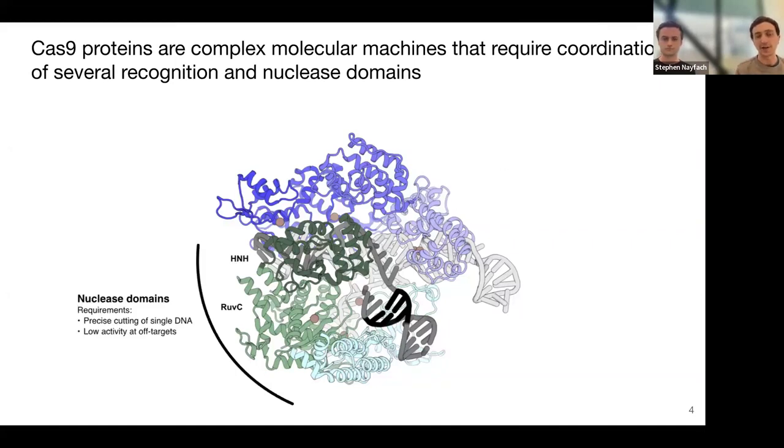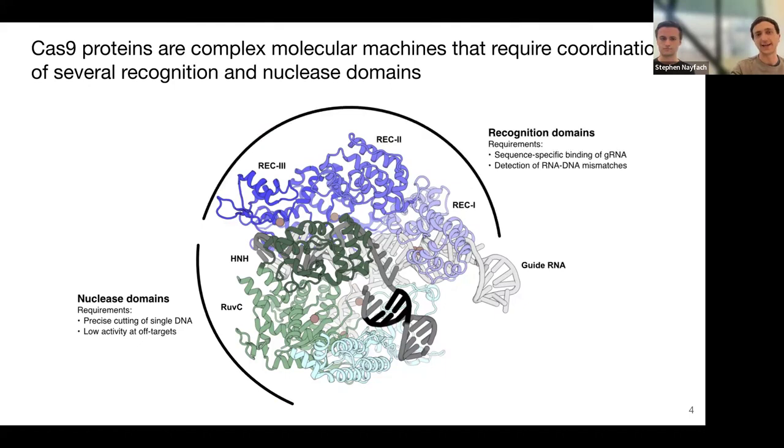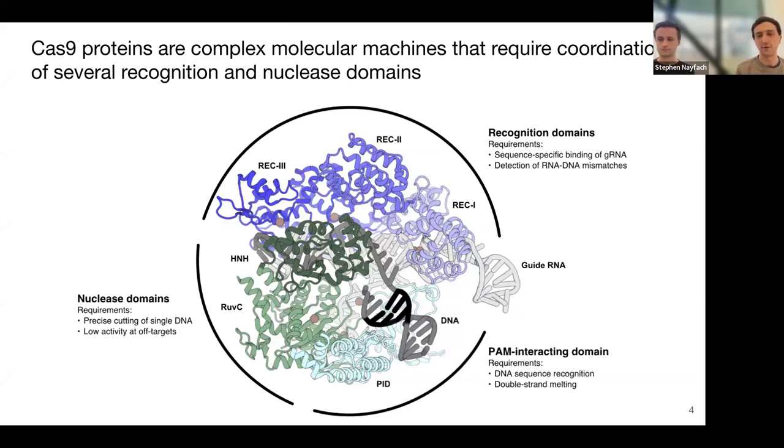So Cas9 has two nuclease domains, the HNH and RuvC, which are both required in nicking either the target or non-target strand of DNA. Cas9 also has several recognition domains that are involved in sequence-specific binding of the guide RNA and detection of RNA-DNA mismatches, as well as a PAM interacting domain, which is required for the initial step of DNA sequence recognition and double-strand DNA melting.